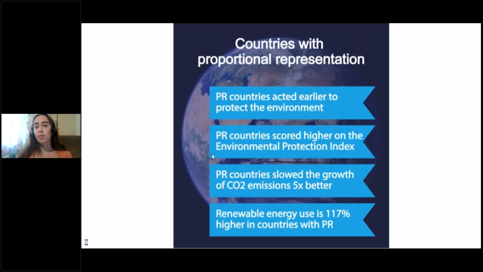And again, on environmental issues, proportional countries overall score higher on a wide range of indexes. They're ahead of us on developing and using renewable energy, and they're quicker to sign on to climate change accords and to actually act on them and keep their carbon emissions under control better.